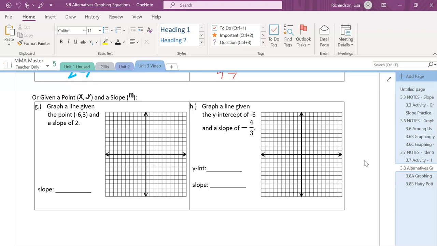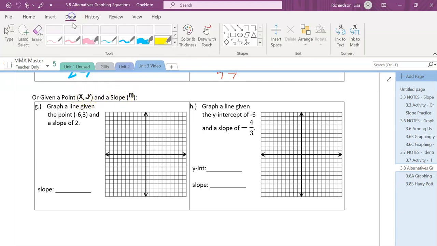So this is the part 2 video where we're going to do the last two examples leading directly to your Harry Potter graphing activity. If you recall, this 3.8 is alternative forms for graphing, okay? So this one has given us a point and a slope. So what we need to do now is, of course, take those two pieces of information and graph.